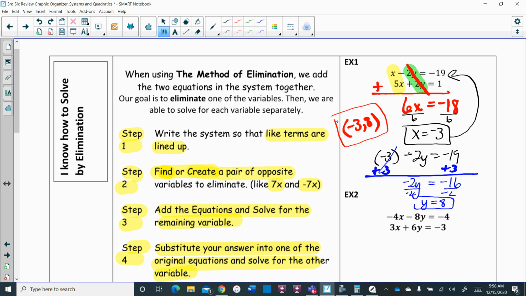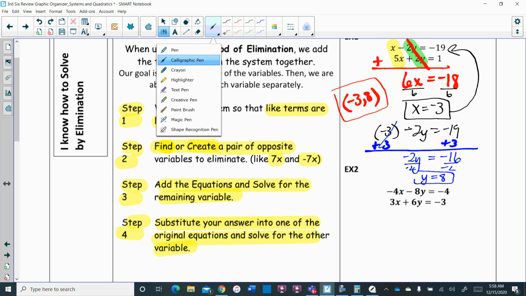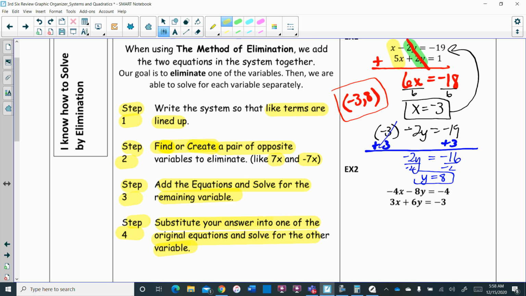All right, so let's talk about this second example. Same steps. Line up your terms. There's our x's lined up. There are the y terms lined up. We got that sign right there. Now, there are no opposite terms here, so we have to create a pair of opposite terms. You create a pair of opposite terms by multiplying. You want to multiply so they have a common factor, a common coefficient, so you do look at your multiples.